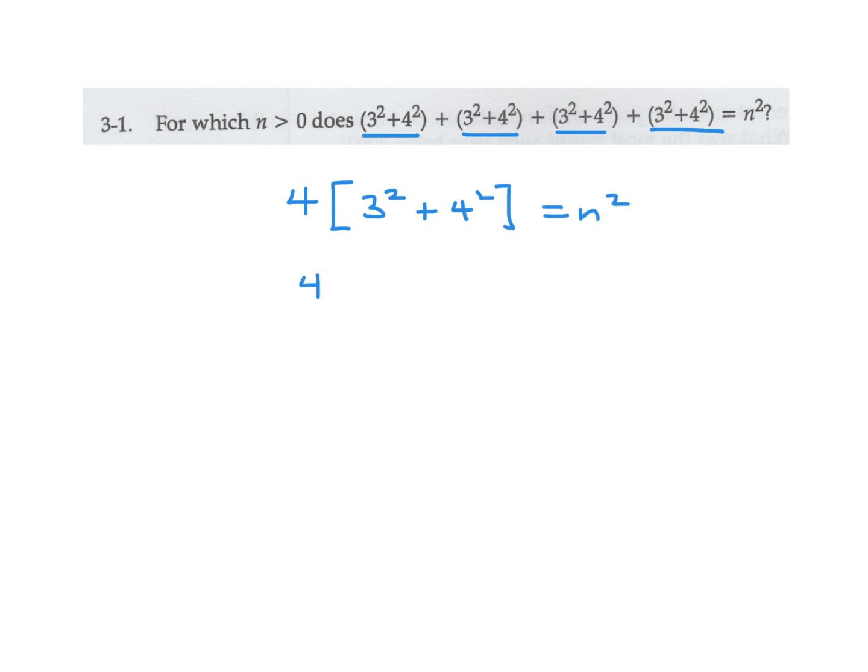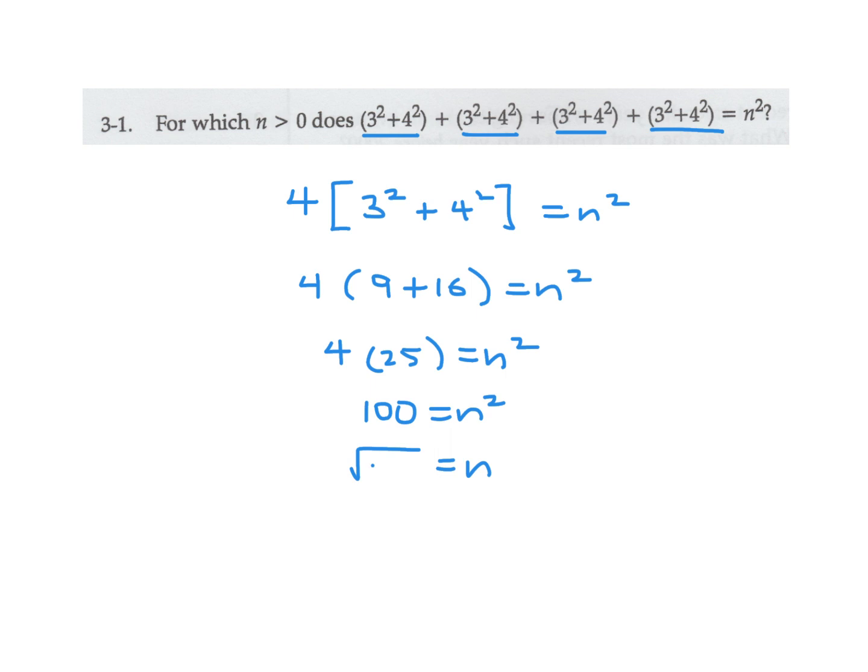Well, the 3 squared plus 4 squared in the brackets, that's 9 plus 16. And the 9 plus 16 is 25. So we have 4 times 25, which is 100. And if 100 equals n squared, that means n is the square root of 100. And they want only the positive 1, so that would be just 10.